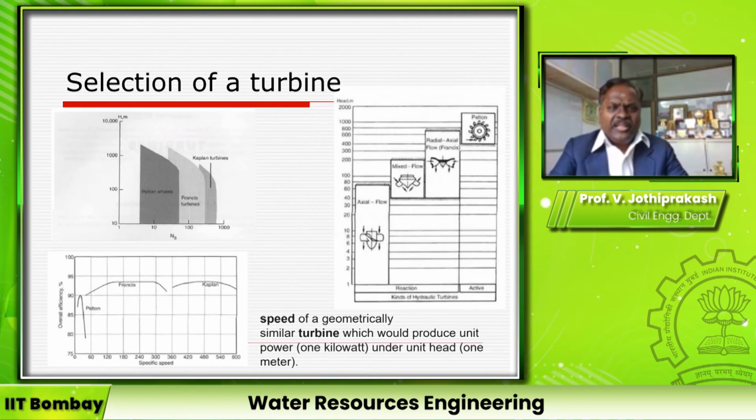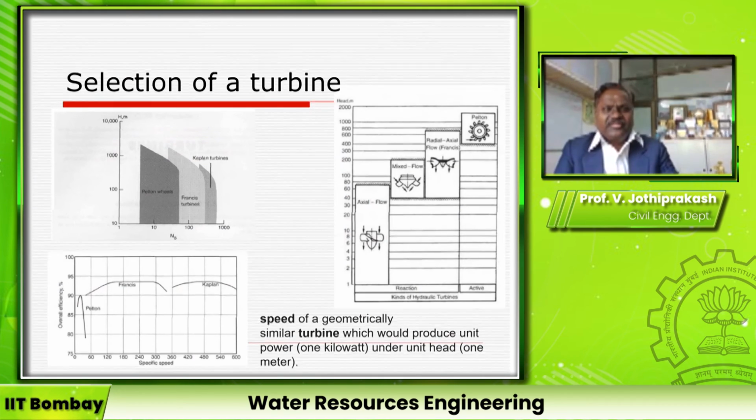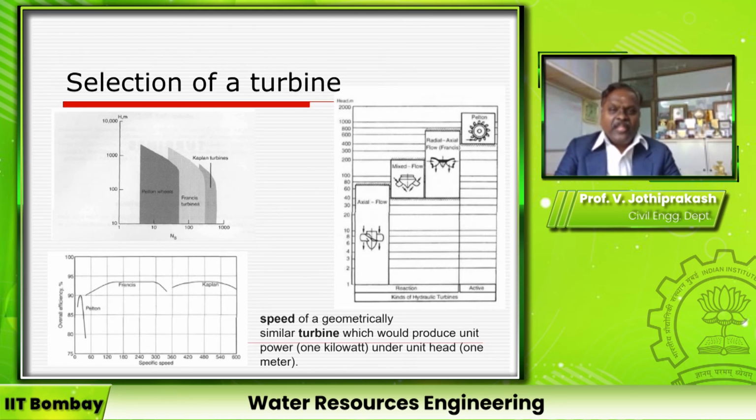And then, how to select a turbine, right? Which turbine do I need to select? It depends upon two or three hydraulic parameters. The first one is the specific speed and the head. The specific speed, as I said, varies from low specific speed to medium and high specific speed, and the head also varies from low head to high head, so you have to select appropriately.